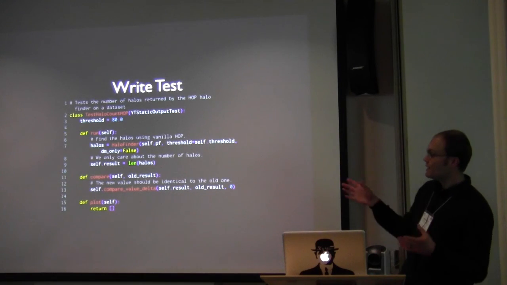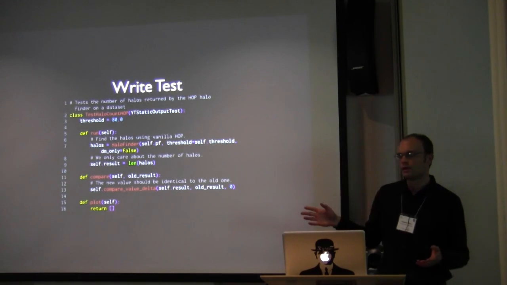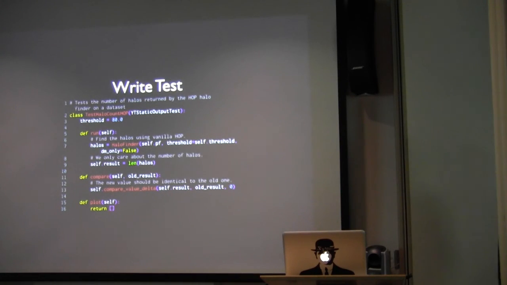For example, here's a test of the halo finder. And what this test does is it's going to run the halo finder and count how many halos there are. And the number of halos that the halo finder finds shouldn't change as YT gets developed. Because if you're changing something in the volume renderer, why should the number of halos change? So it's a really simple test, but someone could accidentally edit a file or delete a file or something that would change the number of halos.